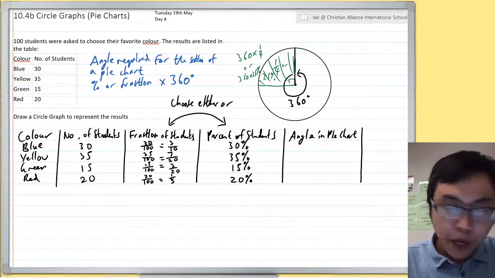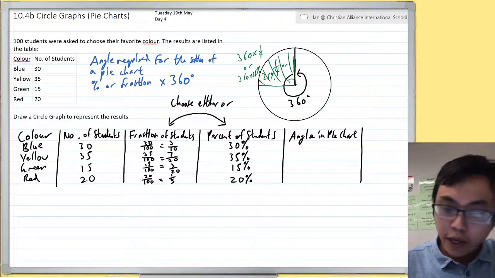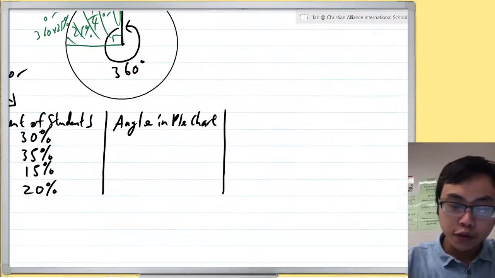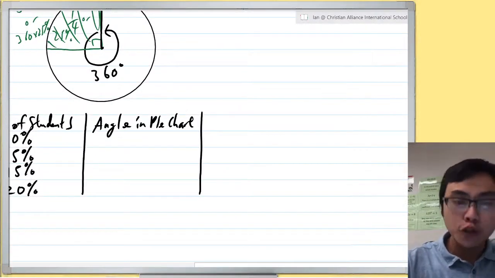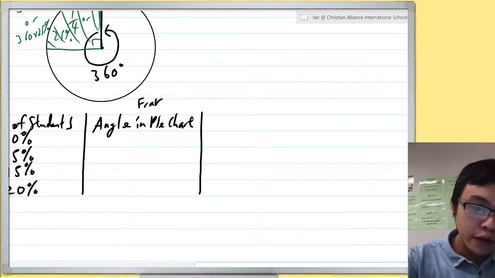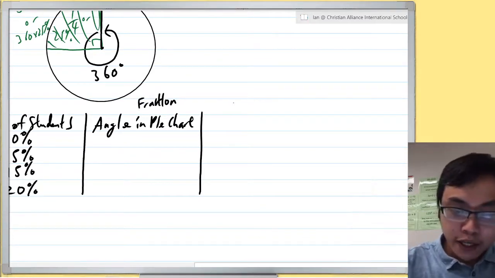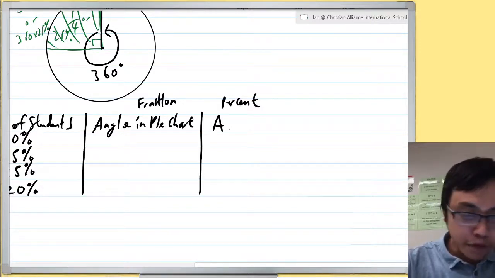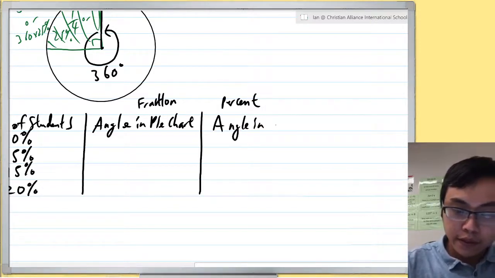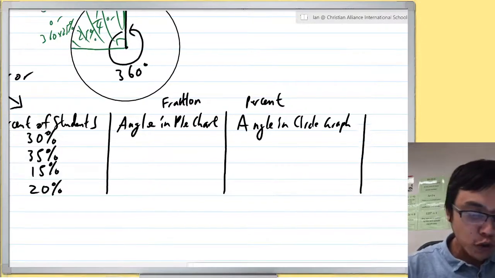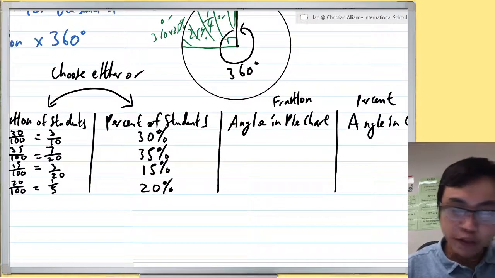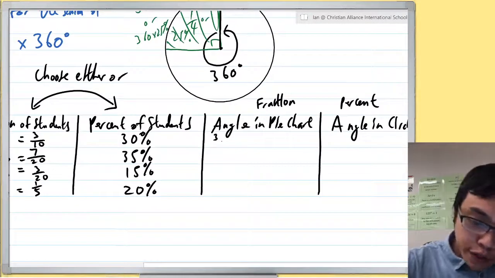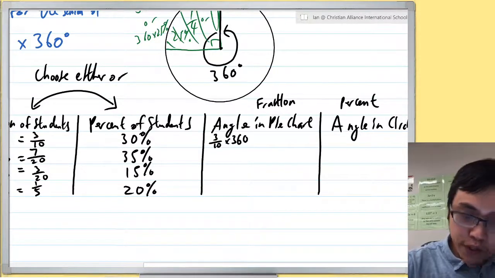So how do we calculate the angle? Well, I'll show you in two different ways. On the left side, I will show you how to calculate with fraction. And on the right side, I will show you how to calculate with percent. They're both the same, just keep that in mind. So the first one, in terms of the fraction, that's 3 out of 10. So that's going to be 3 over 10 times 360 degrees.